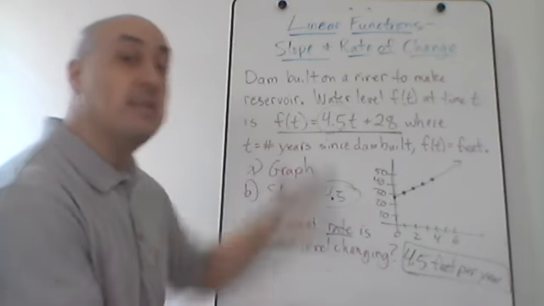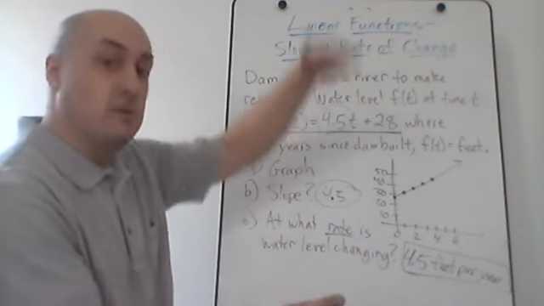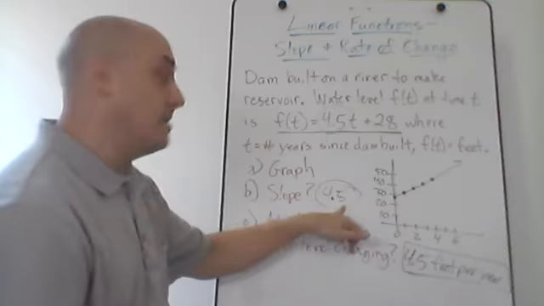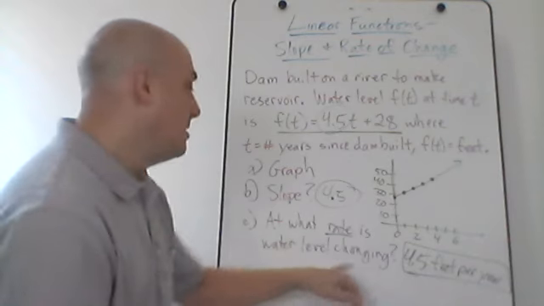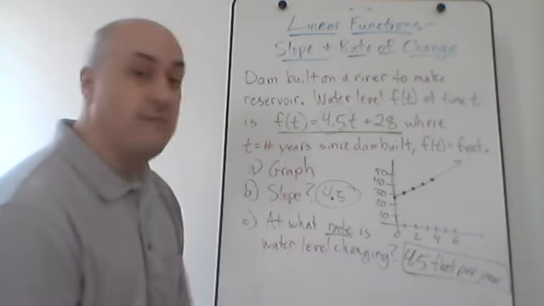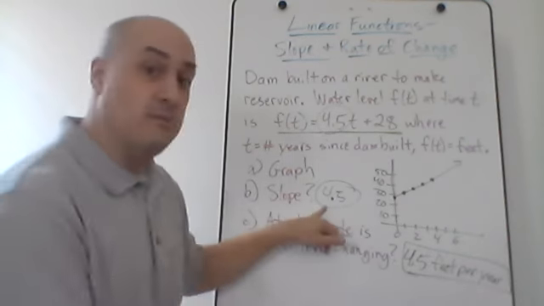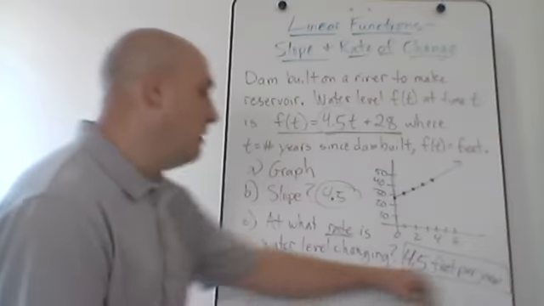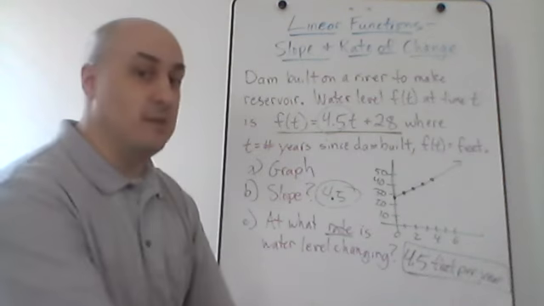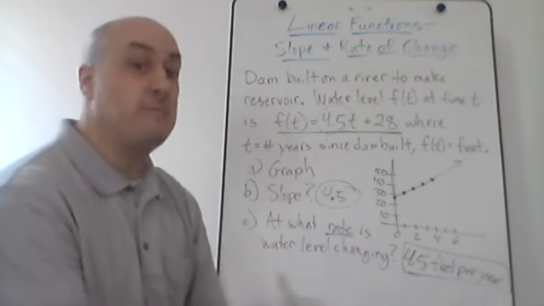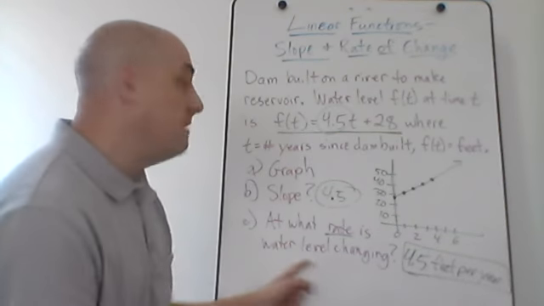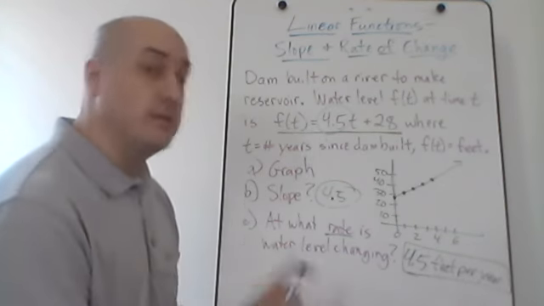And the water level is increasing, right? It's getting deeper. The water is going up. That's why there's a positive slope, because the water is getting deeper, right? So it's increasing at the rate of 4.5 feet per year. So the slope, again, is just the number 4.5. The rate that the water level is changing is not just the number, it's 4.5 feet per year. And when you're talking about a rate of change, there's always really two units there.